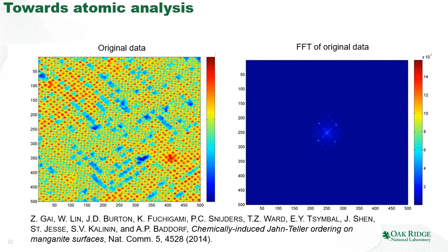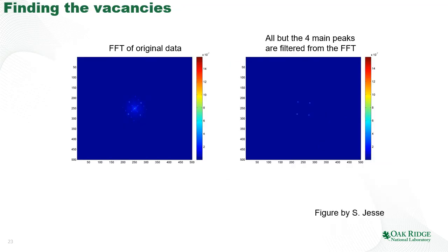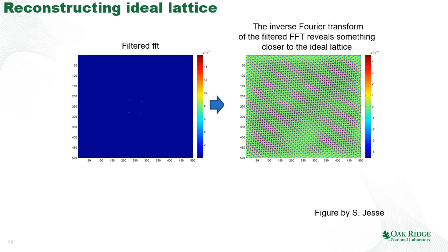Let me show you an example of relatively early work, when we performed this analysis using a combination of Fourier methods and position refinement. In this case, we start with the original data, which is just our image. We calculate the Fourier transform, so you can see beautiful primary peaks and peaks corresponding to the ordering. We filter this data to leave only the primary peaks that correspond to the primary lattice parameter, and we delete everything else, and we perform the inverse Fourier transform.